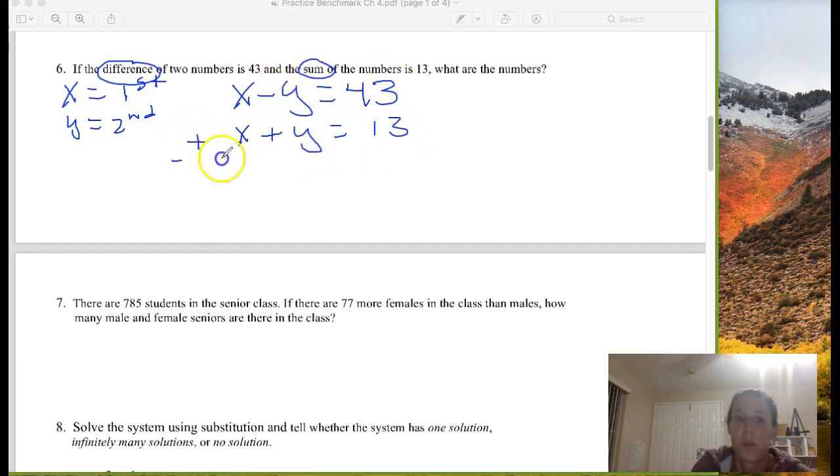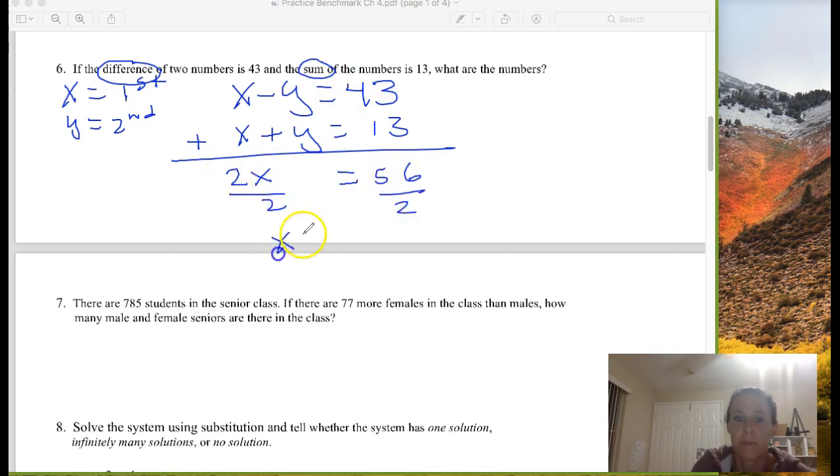So add them together. X and x is 2x. Negative y plus y is 0. Add these together. 3 and 3 is 6, 4 and 1 is 5. So 2x equals 56. Divide both sides by 2. Okay. X is going to equal, let's see, dividing this out, you're going to get 28.